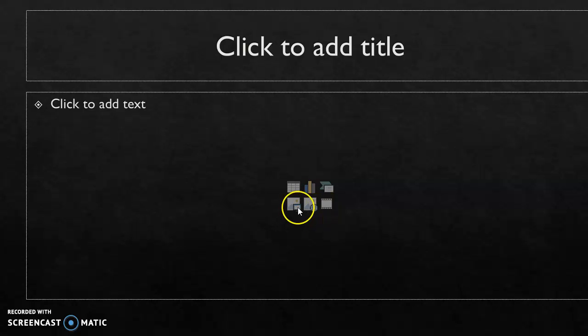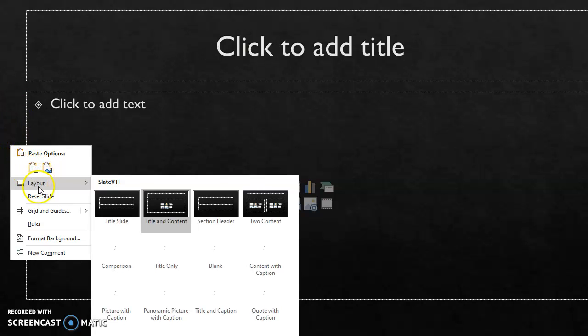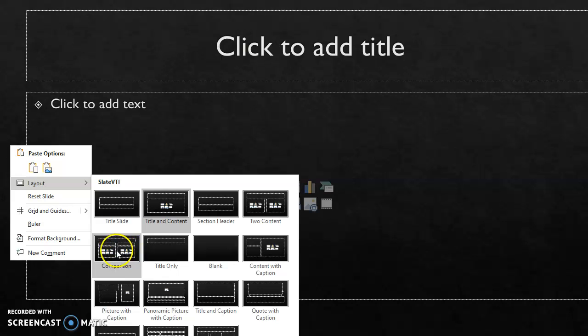You can also see in the background here, you can add a picture from the computer. That's why you have the computer icon. From the internet, you can add videos, graphs. You can also change the type of layout you have for the slide. So you right click, layout, and it gives you many different options.